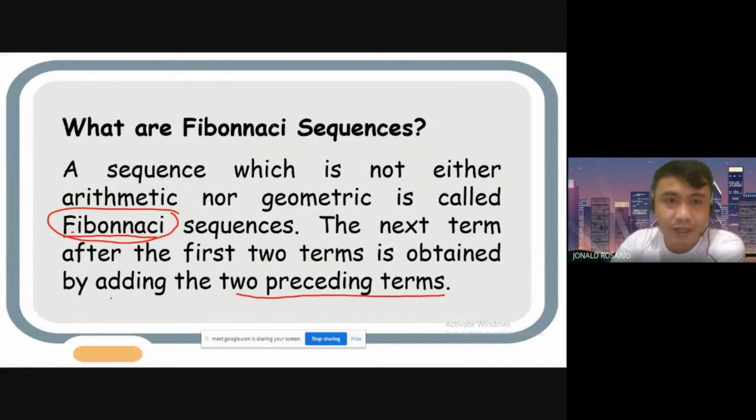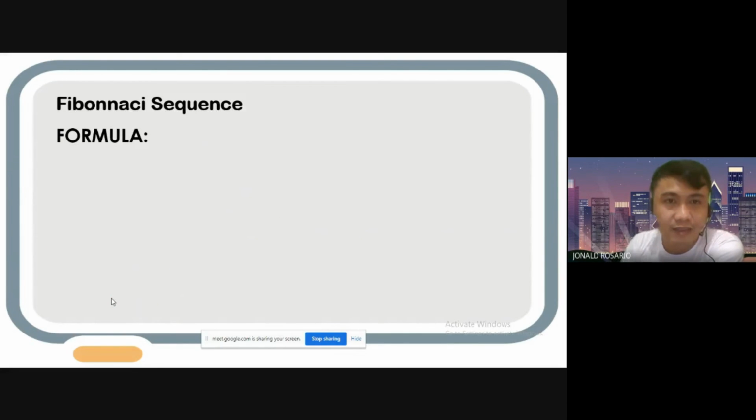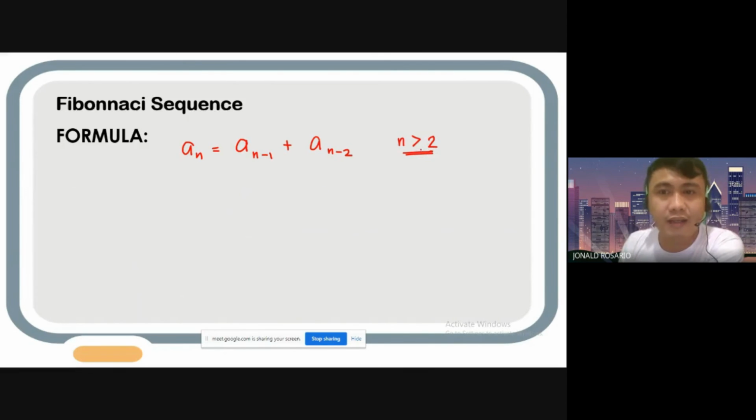So, para ma-illustrate natin, ilagay natin dito ang ating formula. The formula for our a sub n is just equal to a sub n minus 1 plus a sub n minus 2. Wherein our n must be greater than 2. Okay, bakit kailangan greater than 2? Kasi i-define na lang natin as 1 and 1 yung naunang term. So this is your first and ito yung ating second.